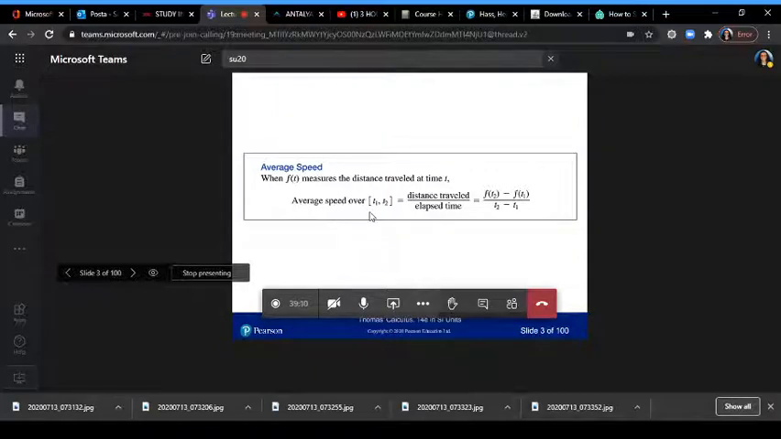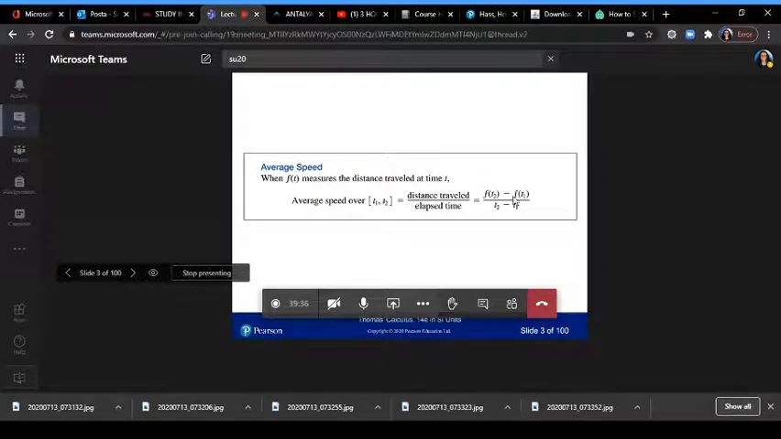The average speed of the car on the time interval t1 to t2 is going to be: you look at the total distance traveled and divide this by the time that passed, which is t2 minus t1. The distance traveled can be found. We have a function f of t. F of t is the function that measures the distance traveled at time t.